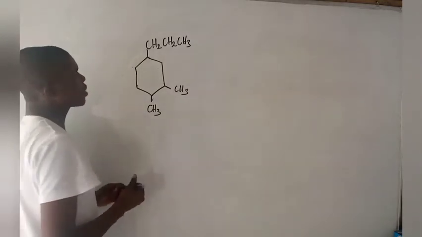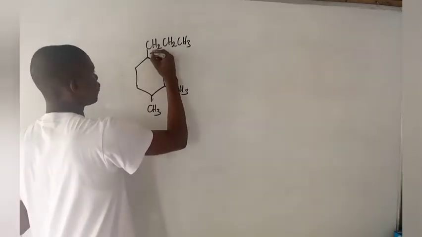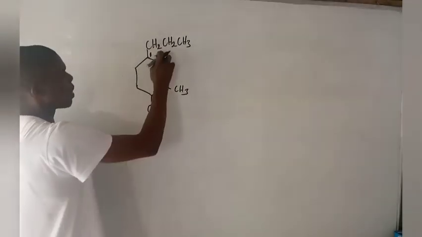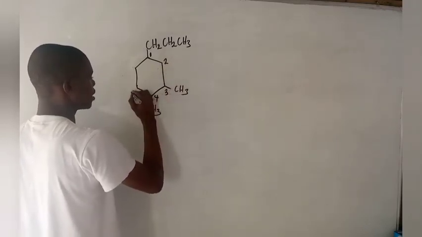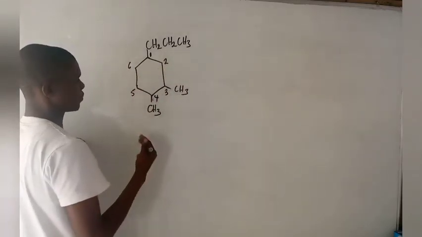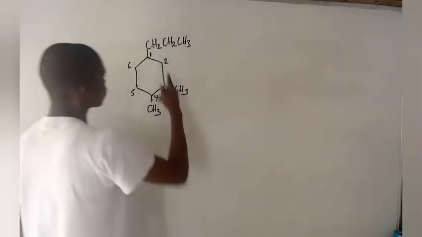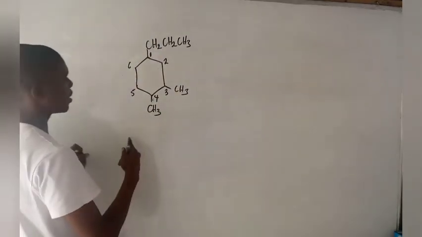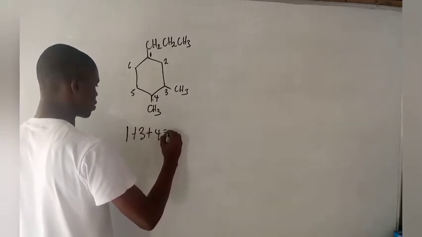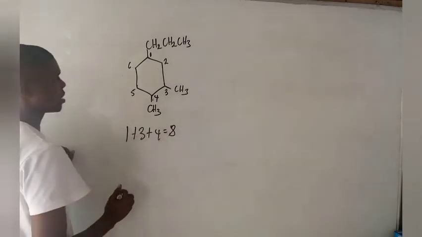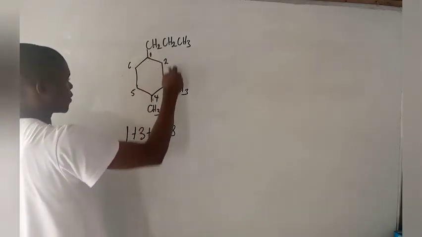Now, if I decide to start my numbering so that this is my number 1, here is number 2, here is number 3, here is number 4, here is number 5, here is number 6. If I sum those positions, what will happen here? Here I have 1 plus 3 plus 4, which is going to give me 8. So that's when I decide to number from this point here.